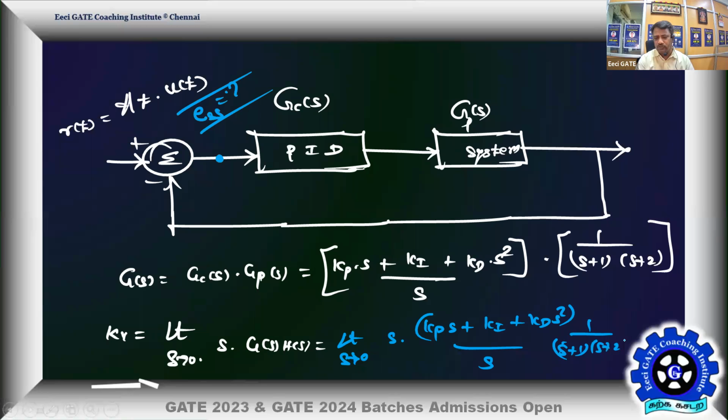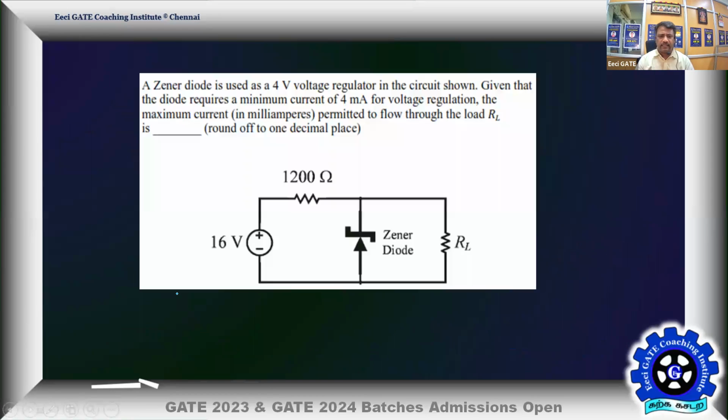into S plus 2. So what is getting cancelled? This S and S will get cancelled. So what's your KV? So KV is going to become, letting S equal to 0. So KP will vanish. KD also will vanish. So then the result is going to be KI by 2 you will get. That's going to be the KV. So therefore, what's your steady state error then?